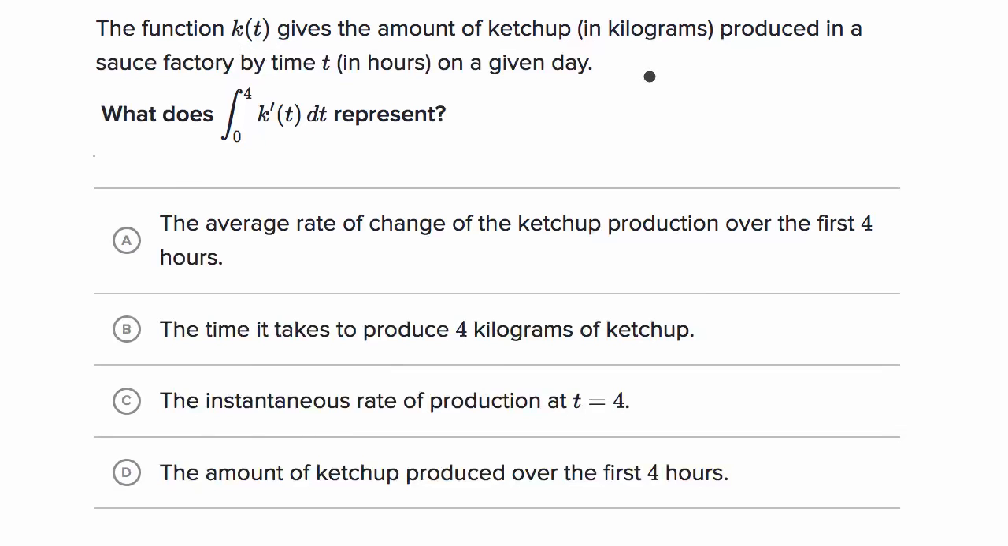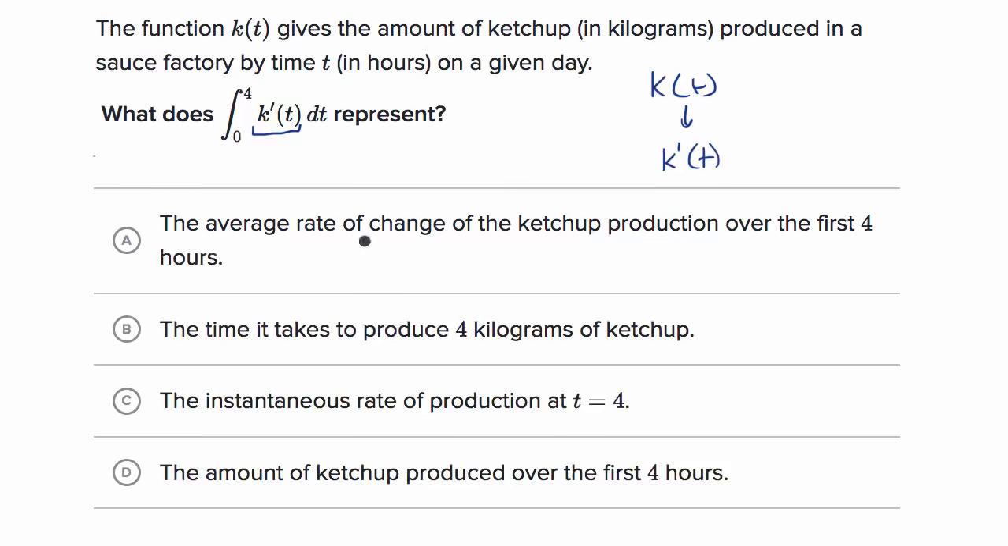Well, k of t is the amount of ketchup as a function of time. So k prime of t, that's going to be the rate at which our amount of ketchup is changing as a function of time. But once again, when you're taking the area under the rate curve, that tells you the net change in the original quantity, in the amount of ketchup. And it's the net change between time 0 and time 4. So let's see which of these choices match up to that.